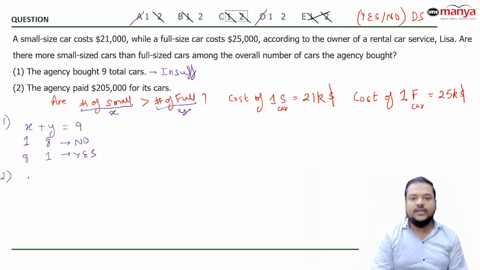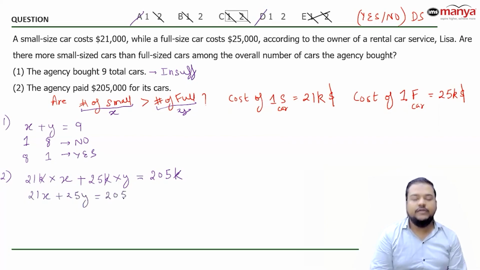Statement 2 says that the agency paid a total of $205,000 for its cars. We know that one small car costs $21,000. If X cars are bought, the total amount spent on small size cars will be 21,000 times X. Similarly, the total amount spent on full size cars will be 25,000 times Y. And that sum gives the total amount spent, that is $205,000. Now we can cancel off the 1,000 because it is common, so we have the equation 21X plus 25Y equals 205.